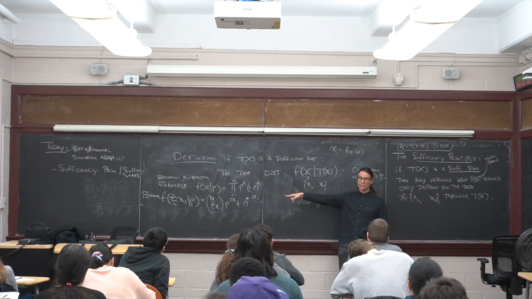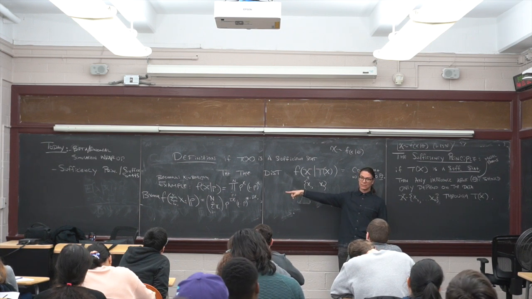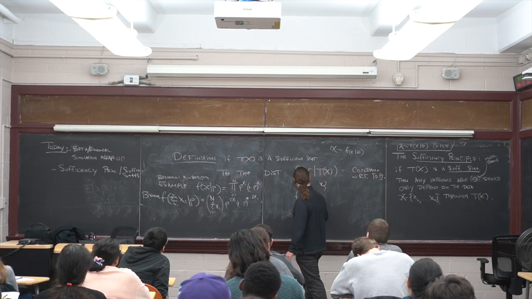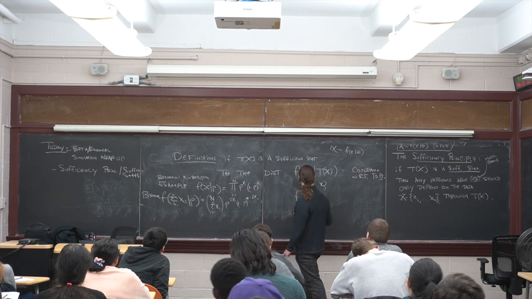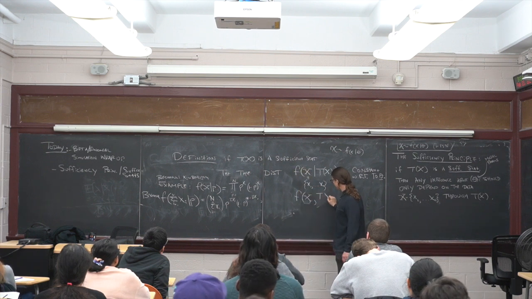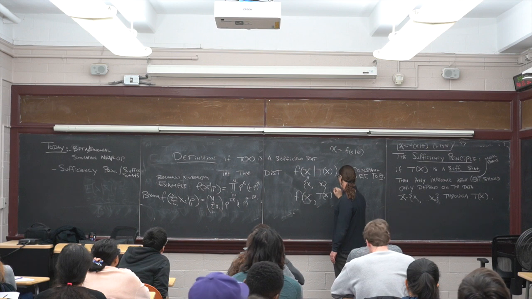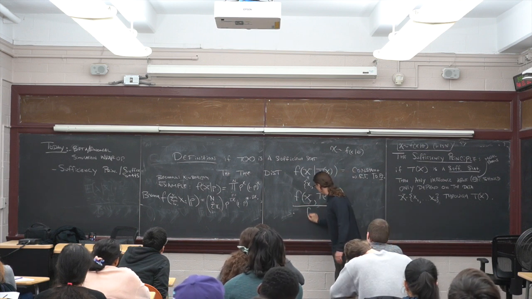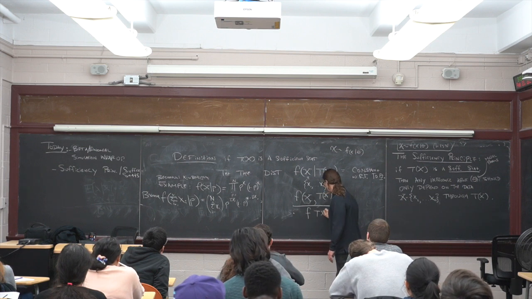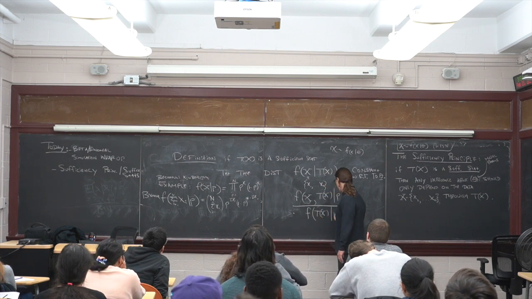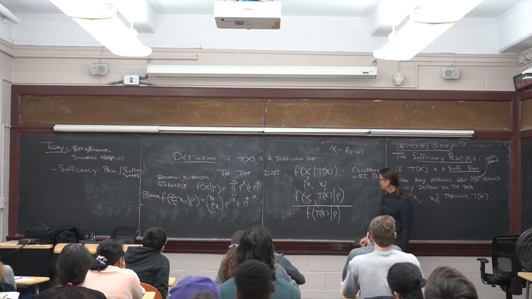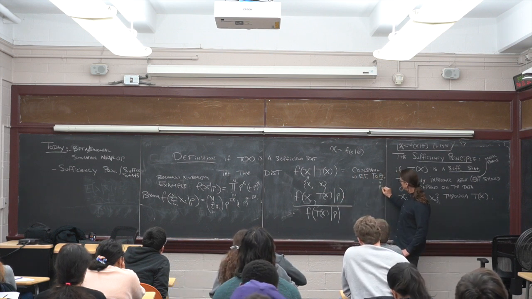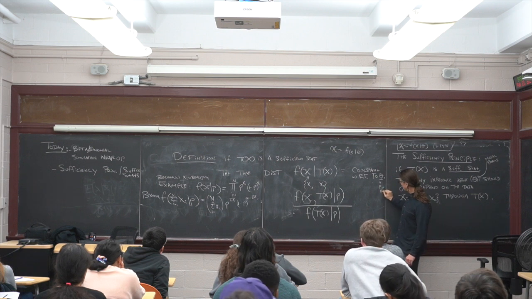Anybody have an idea? First, what you need is you need to look at this distribution, f(x) and T(x), and probably condition on p, and then divide by f of T(x) given p, the model parameters. So p is theta in this case, in our example.